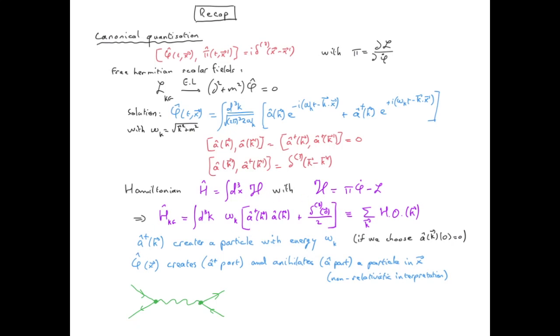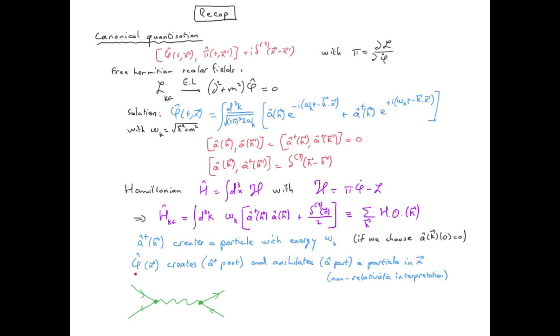In the case of the Klein-Gordon Hamiltonian for free scalar fields, we get a sum of harmonic oscillators with A dagger creating a particle with energy omega k and momentum k, and that's if we choose the action of the annihilator A on the vacuum to give 0. So that's defined by the vacuum being here the vacuum of particles, but that's a freedom we have.